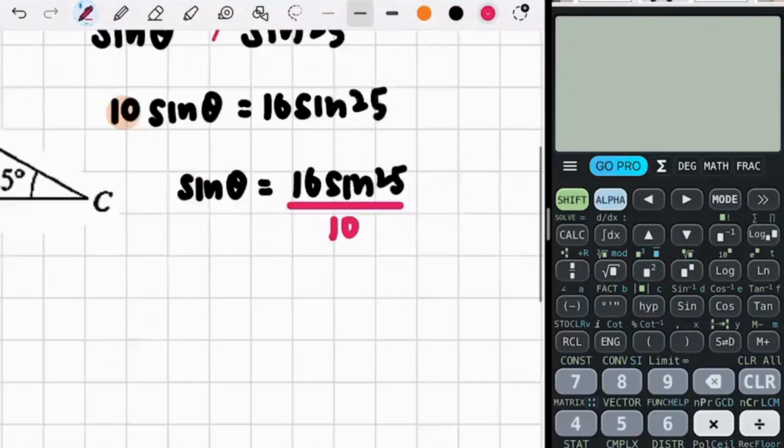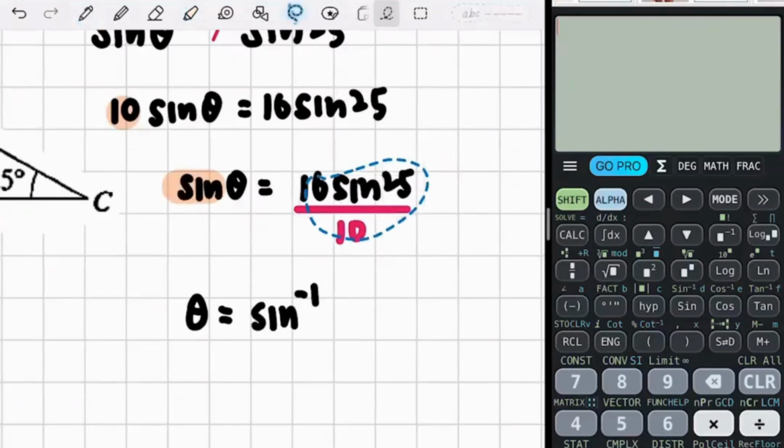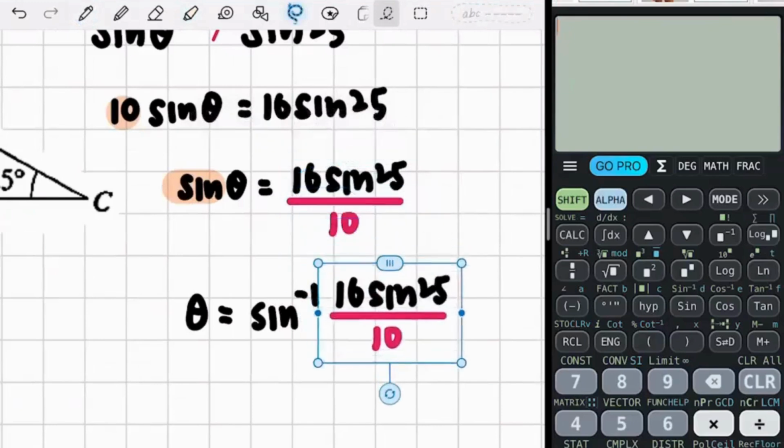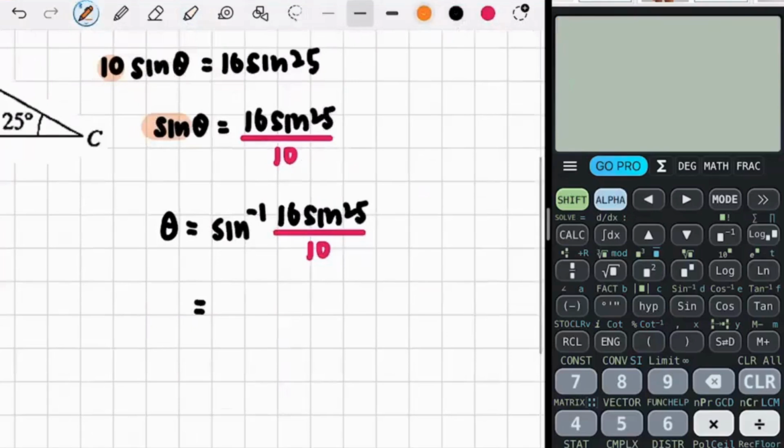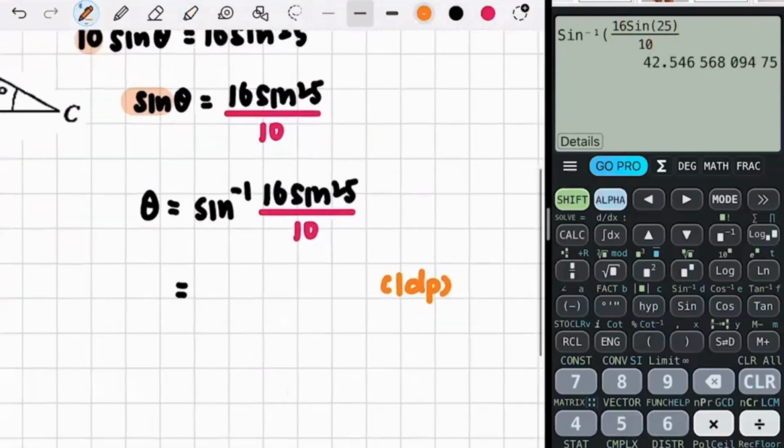What's the next thing we're going to look out for? Because we want theta, the opposite of sine is sine inverse. So you just need to sine inverse this entire thing. Same thing, punch into your calculator. The final answer is a degree, so degree you always give in 1 decimal place. Calculator also in degree mode, 16 sine 25, below is 10, then you will get 42.546. I write like that first.